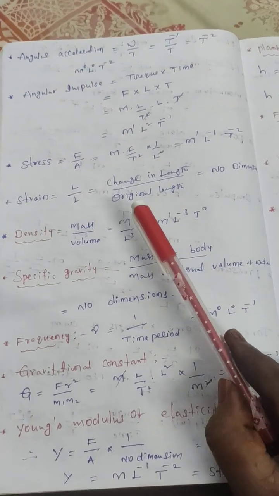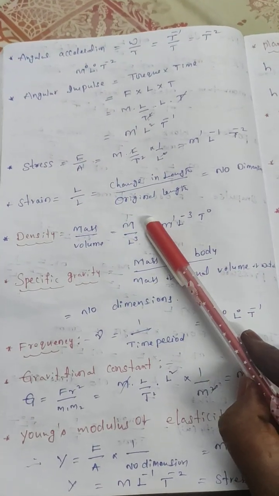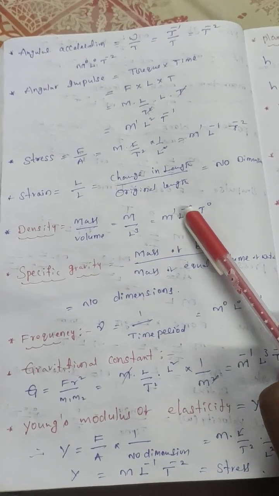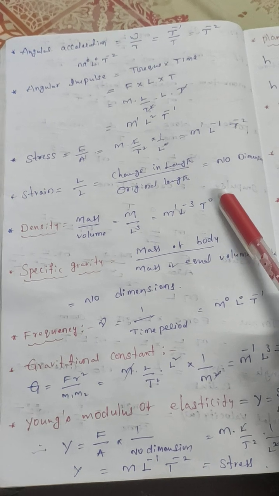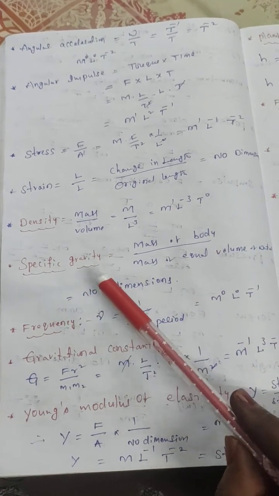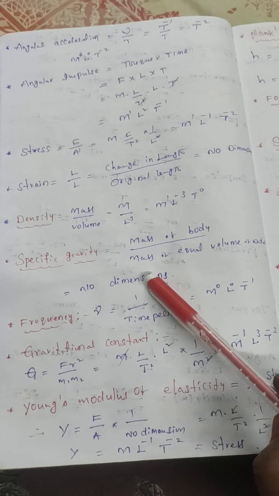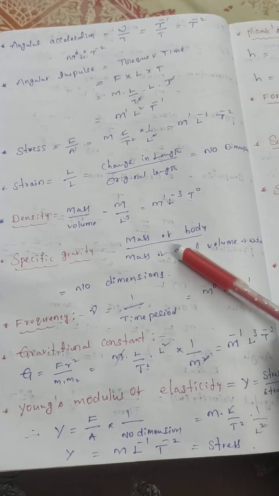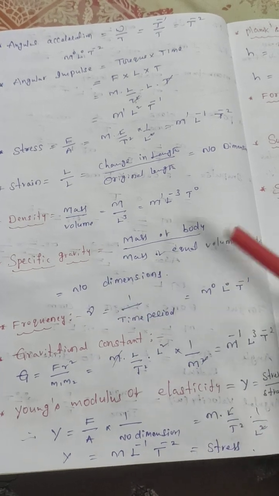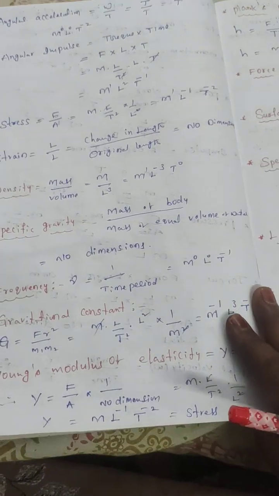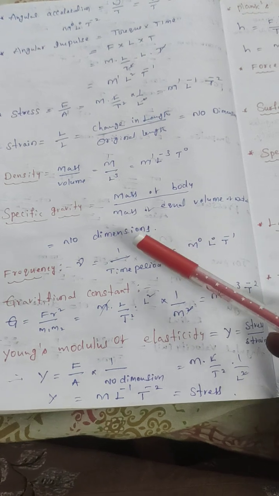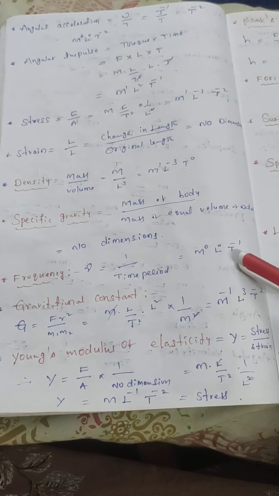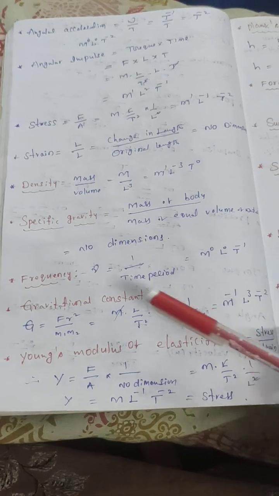Density. Density, mass per unit volume. Mass capital M, volume is L cube. M power 1 L power minus 3, t doesn't have, that's why power 0. Specific gravity. Mass of body by mass of equal volume of water. Mass by mass, it also doesn't have any dimensions. Next, frequency. Frequency is 1 by time. That means m power 0, L power 0, t power minus 1.